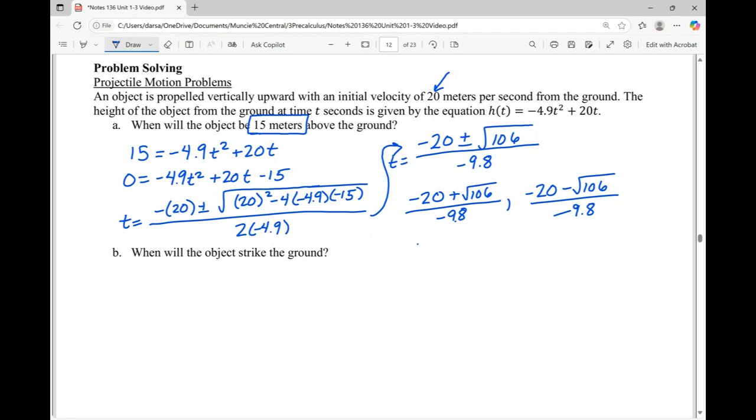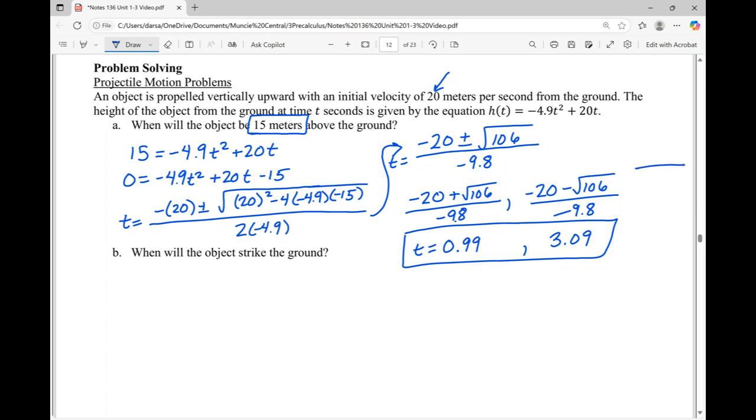Okay, plugging these into the calculator, this first one got 0.99, and the second one was 3.09. Are these both legitimate times that this object could be in the air? Yes. Here's my next question. Why are there two answers? Why, when I throw something up into the air, are there two times that it is at 15 meters? What's going on here? Well, let's think about it being thrown from the ground, and let's say that this is 15 meters. What does it have to do? It has to go up and then it has to come back down. So how many times is it going to hit 15 meters? Twice.